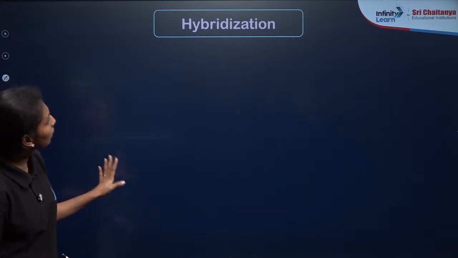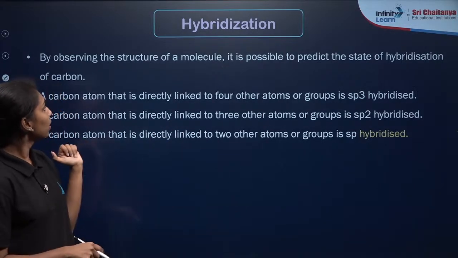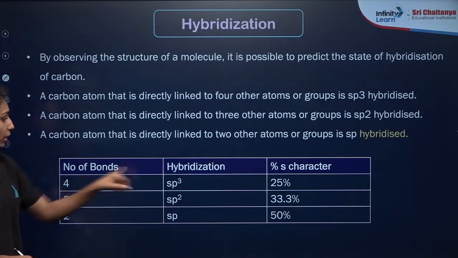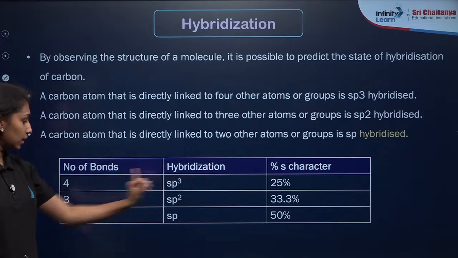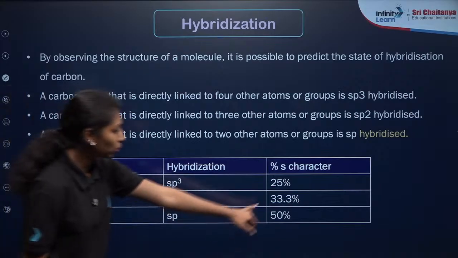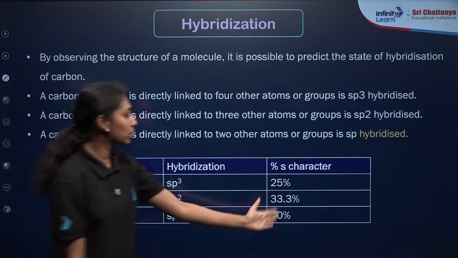So this is about the sp3 hybridization. I am just giving the keywords here. In the case of sp3 hybridization, the number of bonds will be 4, with 25% S character. Then for sp2 it will be 3 bonds, with 33.3% S character, and for sp a total of 2 bonds, forming 50% S character.